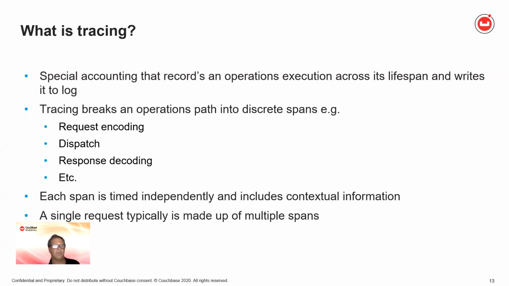So what is tracing? Tracing is special accounting that records an operation's execution across its lifespan and writes it to a log. Tracing breaks an operation's path into discrete spans: request encoding on the client, dispatch to the server, decoding the response from the server, etc. Each span is timed independently and includes contextual information. A single request typically is made up of multiple spans.